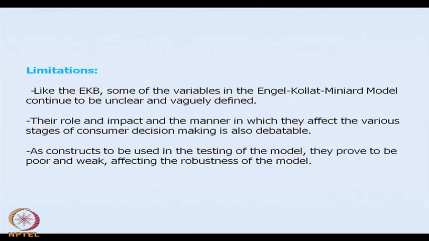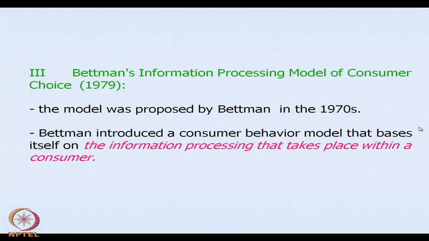Now let us come to the second model, which is Bettman's information processing model of consumer choice. This model was proposed by Bettman in the 1970s, and Bettman introduced the idea that consumer behavior bases itself on information processing that takes place within the consumer. He focused on the manner, or the way, in which information processing takes place within a consumer. That's why his model came to be known as the information processing model.